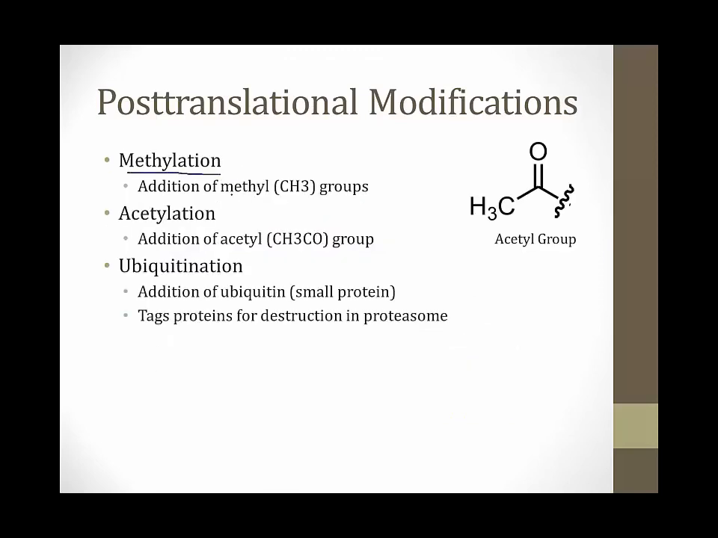Methylation is the addition of a methyl group, a CH3 group, to a protein. Acetylation is the addition of an acetyl group, a CH3CO group, to a protein. This is what an acetyl group looks like shown on the screen here. And then finally, ubiquitination is the addition of ubiquitin, a small protein, to another protein. Ubiquitin tags proteins for destruction in cellular structures called proteasomes. And I talk more about proteasomes and ubiquitin in the video on cell structure.